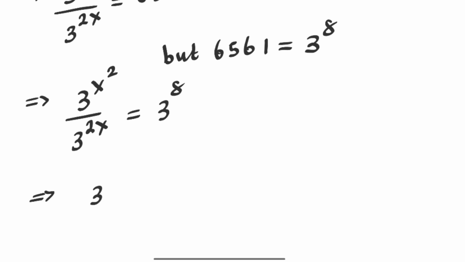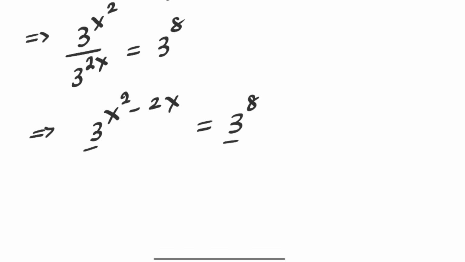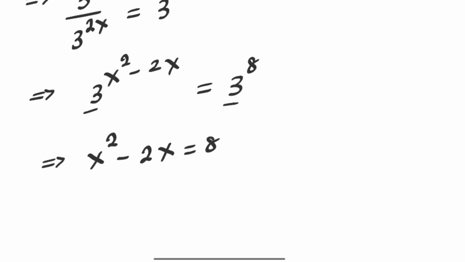And this is 3 raised to power x square minus 2x is equal to 3 raised to power 8. They have the same base 3. We consider the exponent, and this can be written as x square minus 2x is equal to 8. And this is the same thing as x square minus 2x minus 8 is equal to 0.